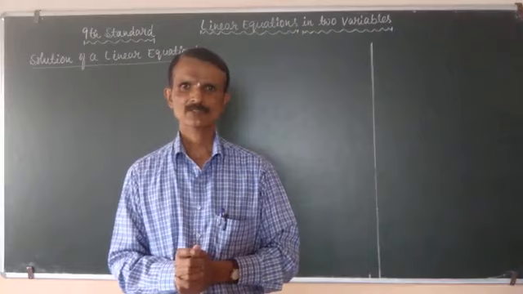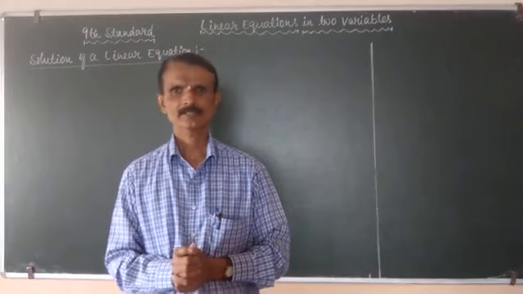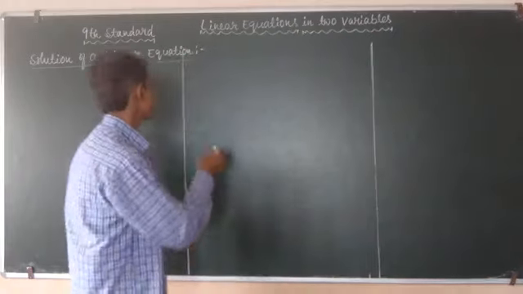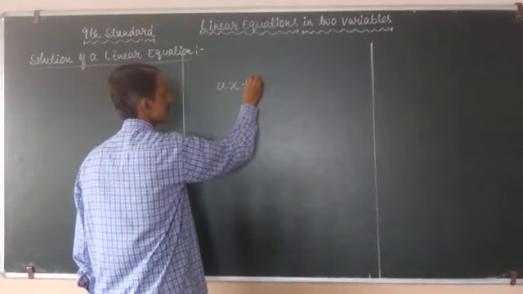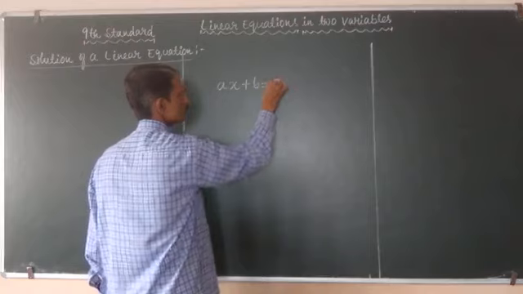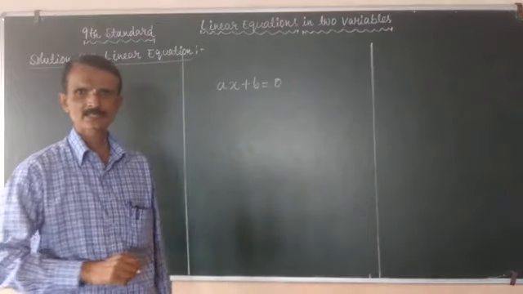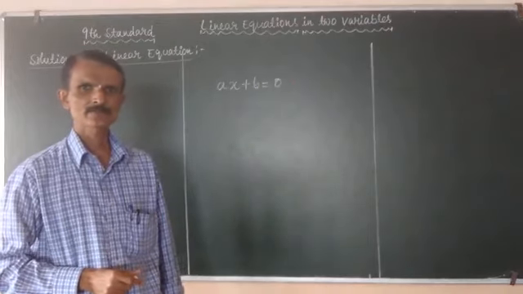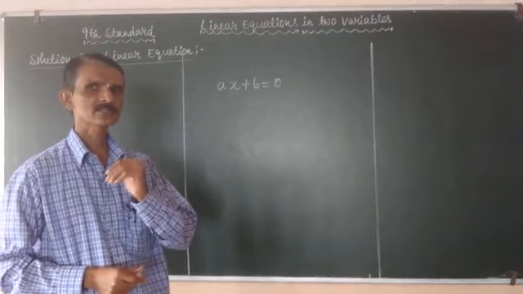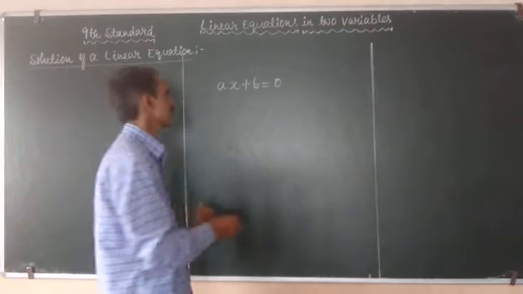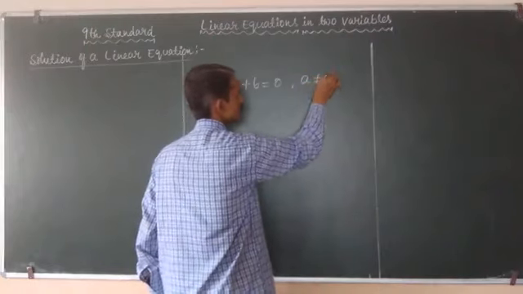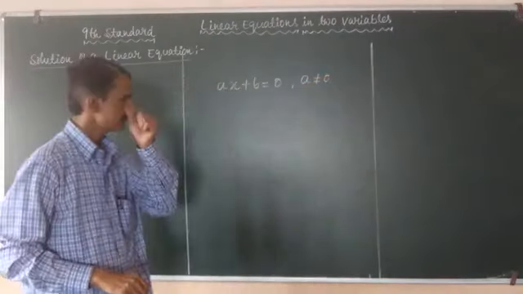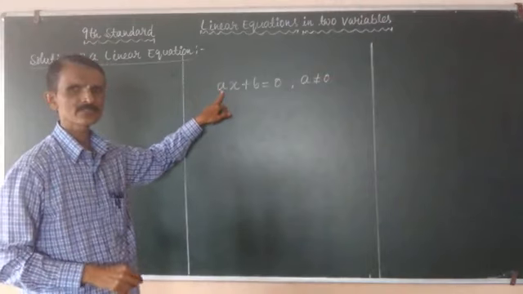Now students, can you recall what is the standard form of a linear equation in one variable? Yes, it is ax plus b equals 0. So what is the condition here? The condition is that a should not be equal to 0.